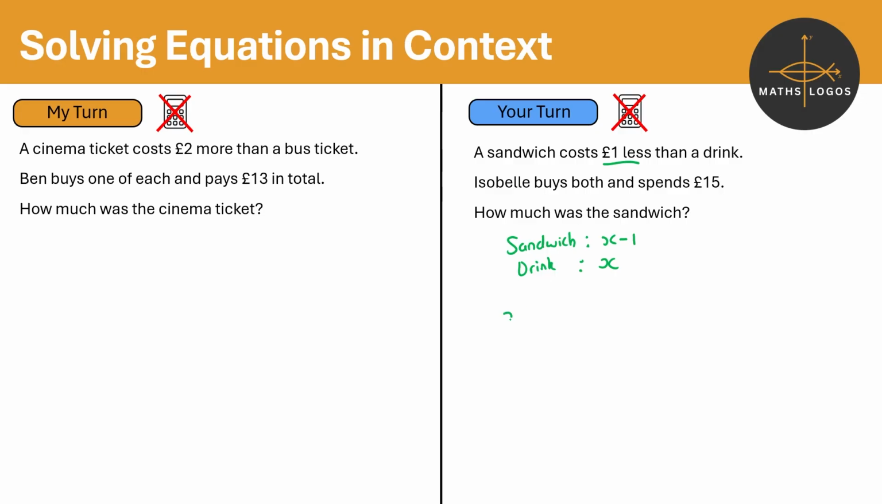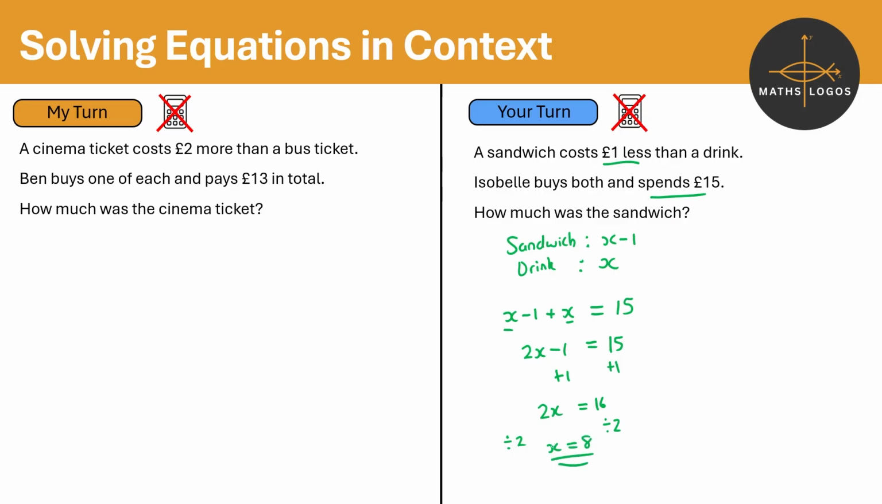Isabel buys both, so she gets a sandwich and she adds on a drink as well, and spends £15. In other words, this is equal to 15. Collect together your x terms, so x and x is 2x. So I have 2x subtract 1 on the left-hand side, and that's equal to 15. That's a two-step equation, so add 1 to both sides of the equation, leaving you with 2x is equal to 16, and then divide both sides by 2. Well, 16 divided by 2 is 8, so x is equal to 8.